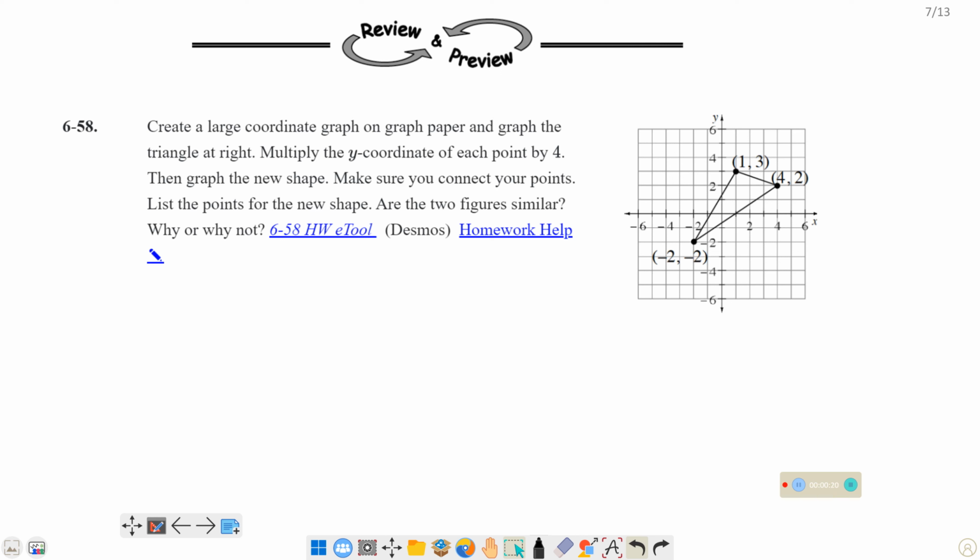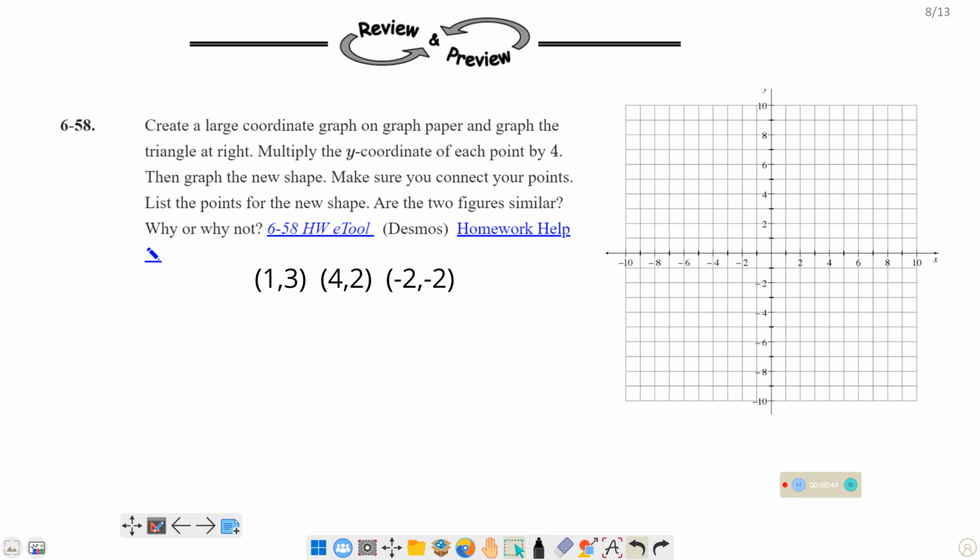So we've got 6 problems to tackle today. We're going to start with problem 6-58. Create a large coordinate graph on graph paper and graph the triangle at right. Multiply the y-coordinate of each point by 4, then graph the new shape. Make sure you connect your points. List the points for the new shape. Are the two figures similar? Why or why not?